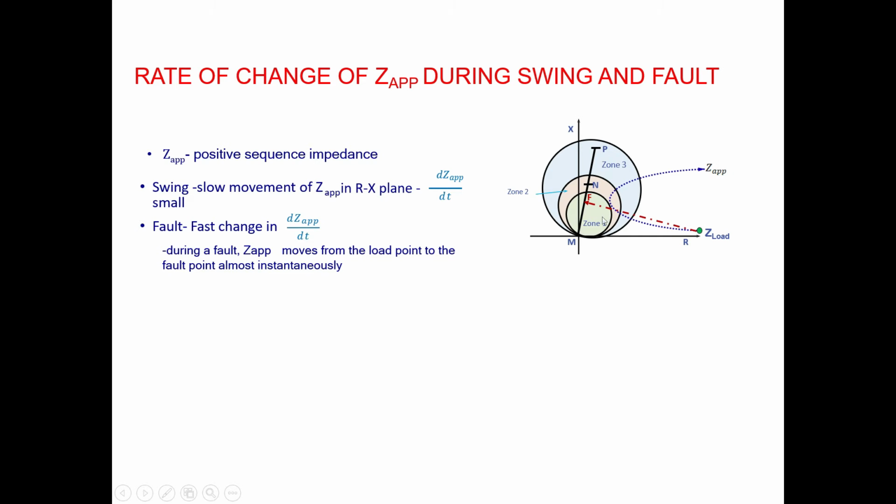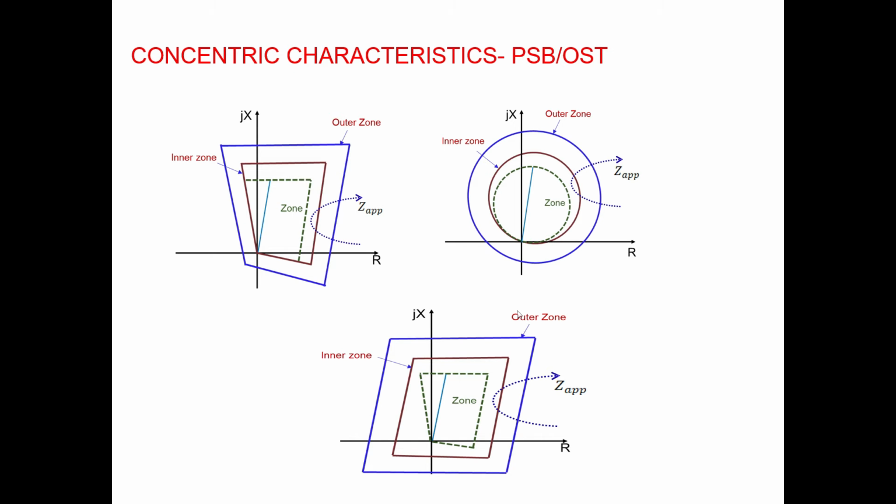So if you calculate dZ apparent by dt, that is the rate of change of impedance with respect to time, then in case of a power swing, this dZ by dt will be slow. However, in case of a fault, this dZ by dt will be very fast. By using this concept, three different methods are employed inside modern numerical relays, and now we will discuss each of these concepts one by one.